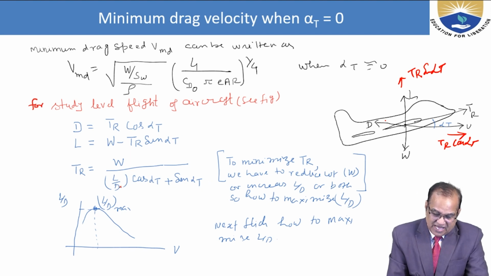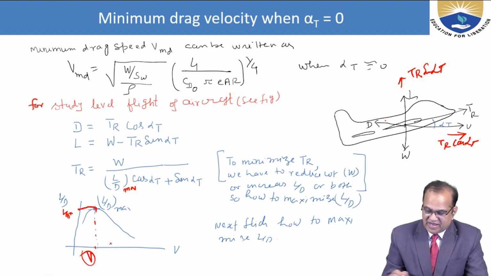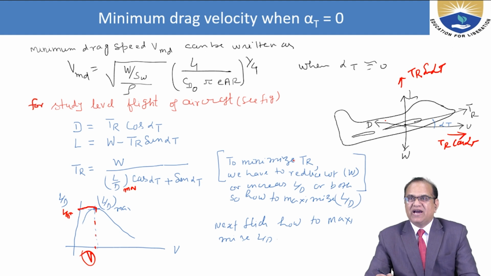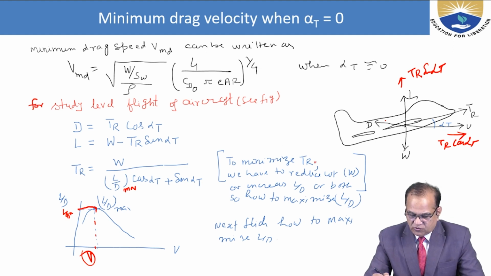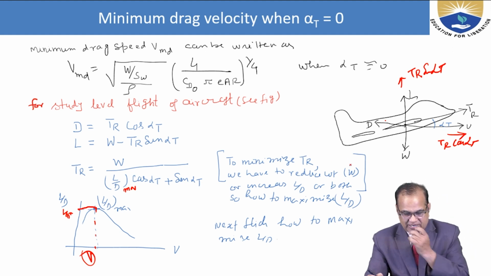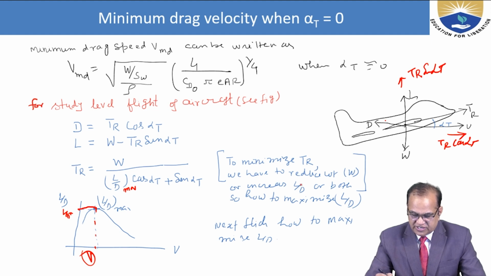So this L by D maximum will be here. This is the L by D maximum, and this is your velocity V, where we get the maximum L by D. To minimize the TR, we have to reduce the weight W or increase the L by D or both. So how to maximize L by D?